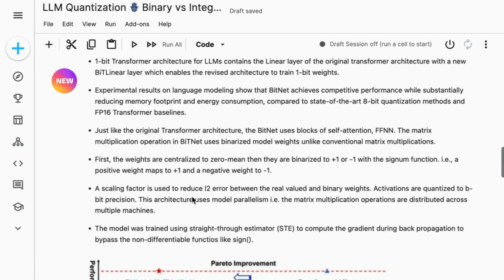The scaling factor is used to reduce the error between the real values and the binary weights, and the activations are quantized to b-bit precision, which can be 8-bit or 4-bit as well. This architecture uses model parallelism, so matrix multiplications all happen in a distributed computing method. The model is trained using the straight-through estimator to compute the gradients during backpropagation. In that way, the whole training happens.